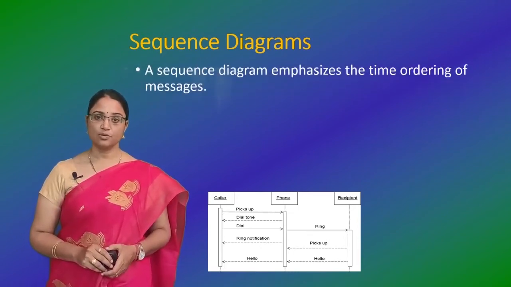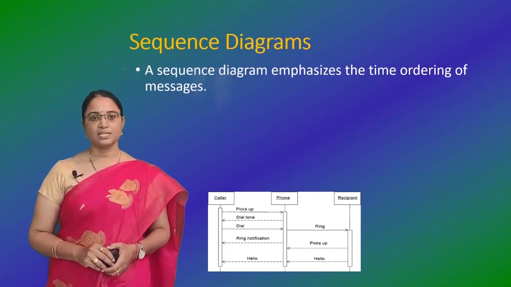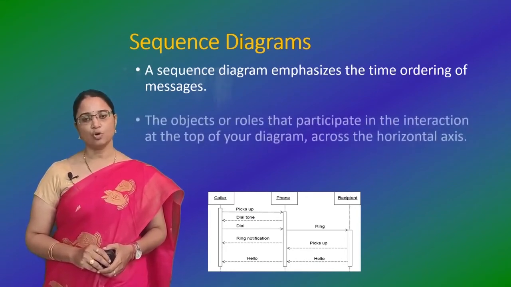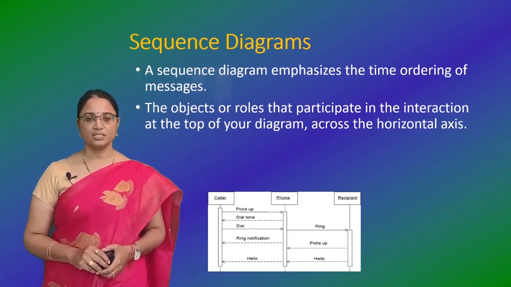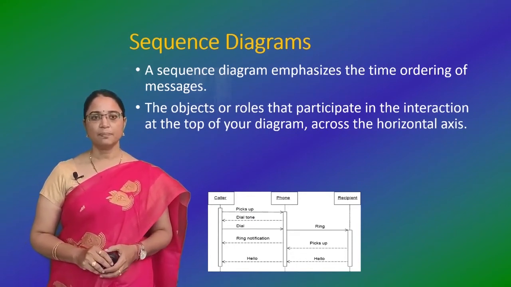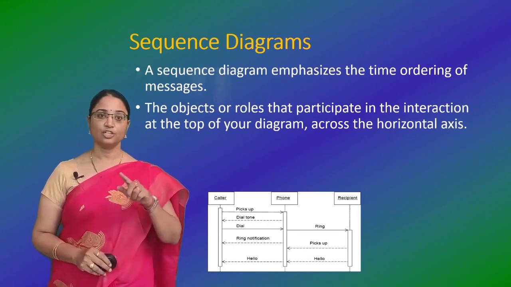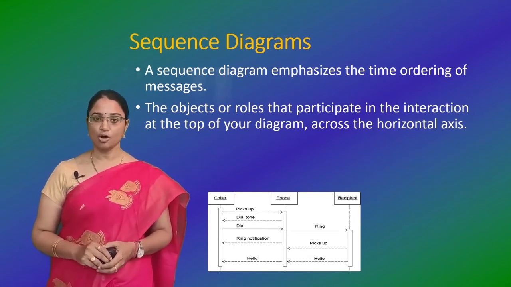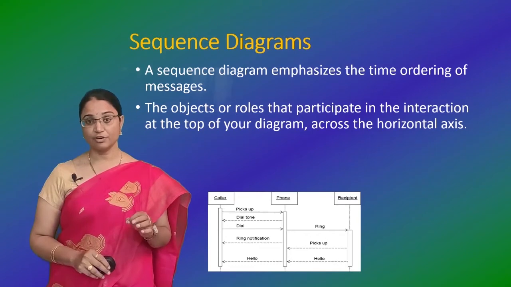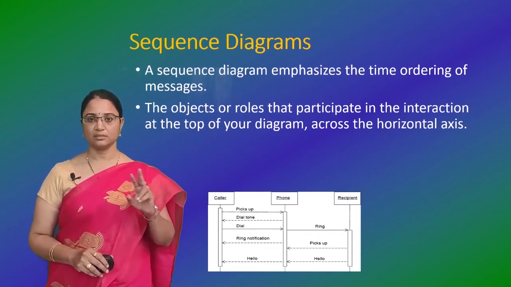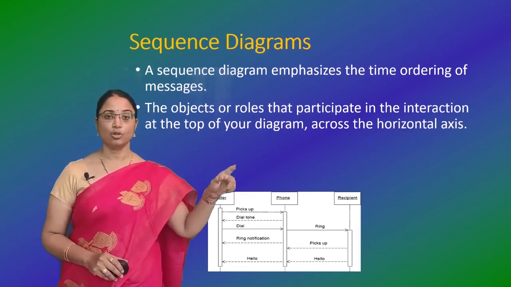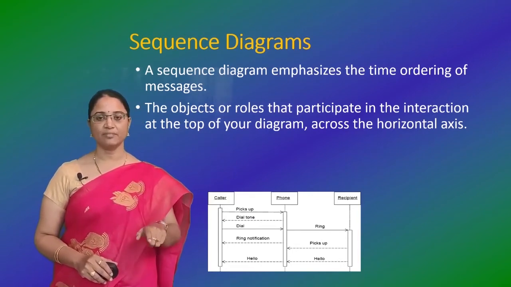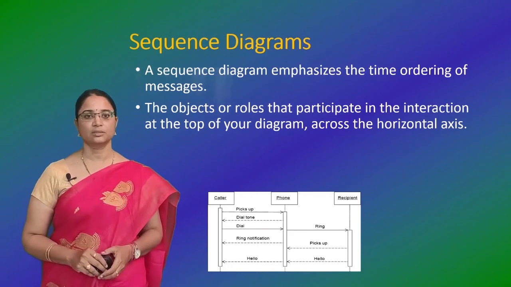First of all, let's see what a sequence diagram is. A sequence diagram emphasizes the time ordering of the messages. You form a sequence diagram by first placing the objects or roles that participate in the interaction at the top of your diagram across the horizontal axis. Every sequence diagram has two axes, the x-axis and the y-axis. On the x-axis, you place all the objects. On the y-axis, you have the lifeline of the object.